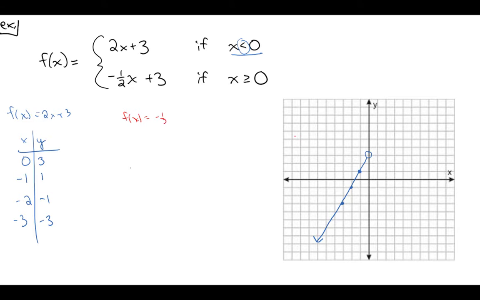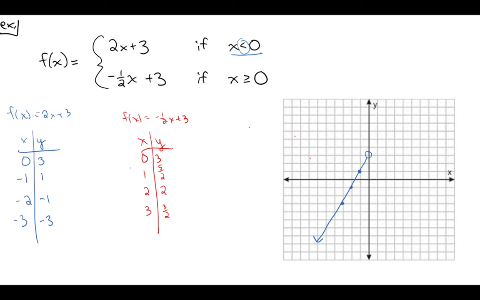I'm going to switch colors for my next one and do my second function. F of x is negative 1/2 x plus 3, and that's for values 0 or bigger. So I'm going to start with 0. If I plug 0 in, 0 times negative 1/2 is 0, plus 3, I do get 3. If I plug in 1, negative 1/2 plus 3, that's going to become 5/2, or 2.5. If I plug in 2, it's going to be negative 1 plus 3, which would be 2. And if I were to plug in 3, again only plugging in numbers bigger than 0, it would be 3/2.